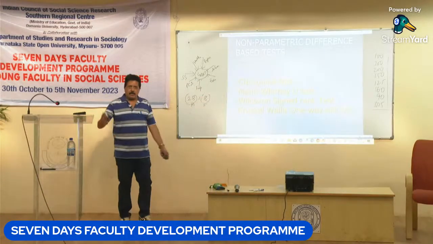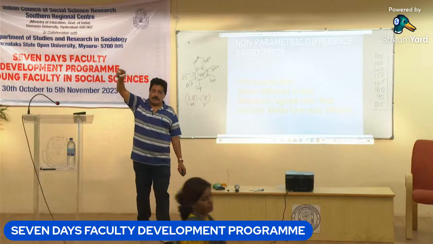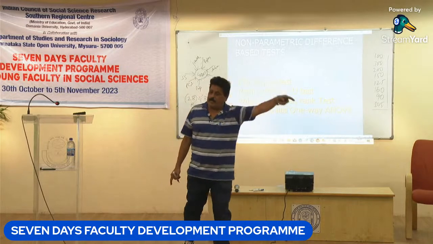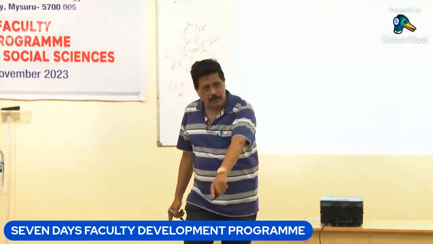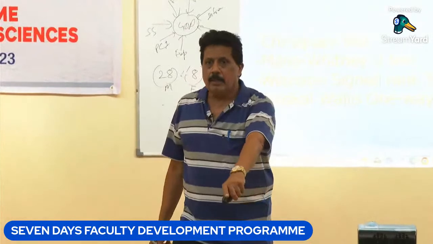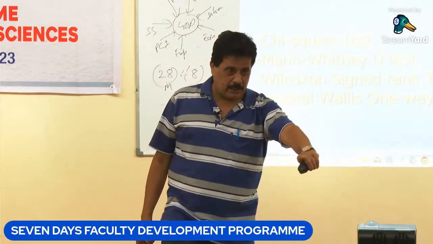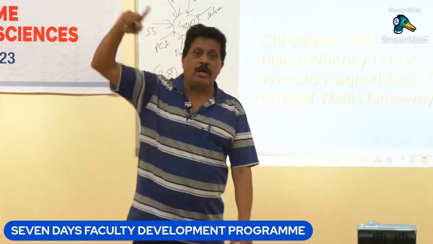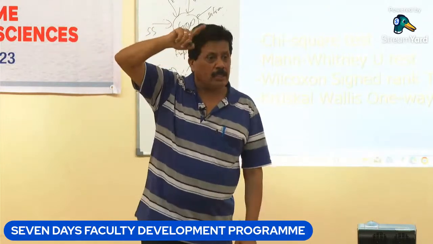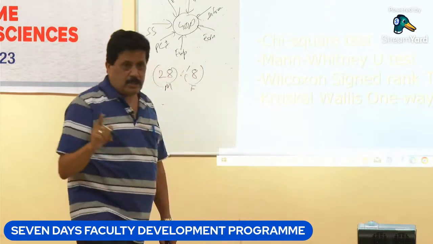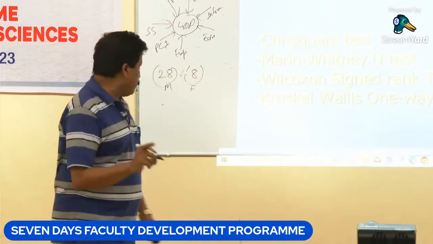Mann-Whitney U-test, counterpart of independent samples t-test. Two groups here, two groups here. Wilcoxon signed rank, paired samples t-test we use here. Here we are going to use it on the non-parametric side. Wilcoxon signed rank test. There we used one-way ANOVA, but here we are using Kruskal-Wallis one-way ANOVA. But remember the differences in parametric and non-parametric.